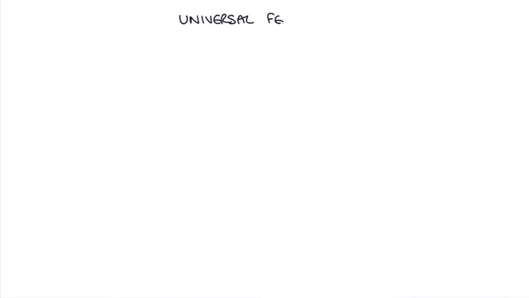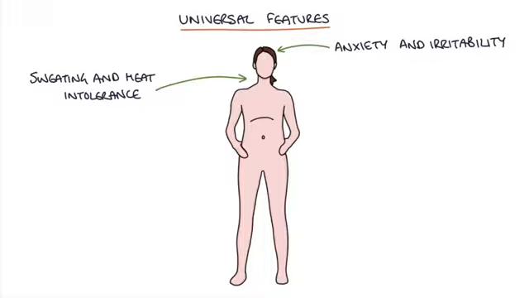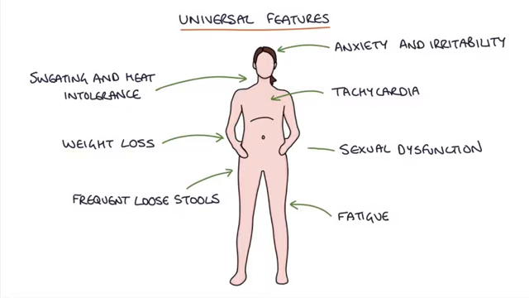So what are the universal features of hyperthyroidism? So the universal features of having a high thyroid hormone level in the body: anxiety and irritability, sweating and heat intolerance, tachycardia or fast heart rate, weight loss, fatigue. Even though they have a high thyroid hormone level, they're going to feel exhausted all the time. The thyroid hormone also stimulates the bowels, so you get frequent loose stools, and they can have sexual dysfunction as well.